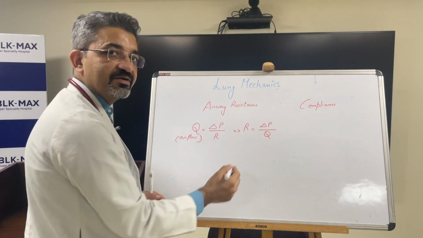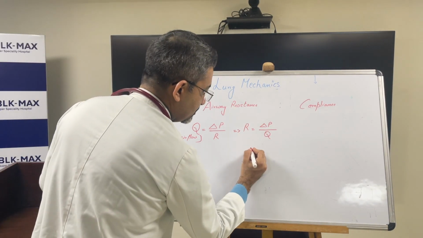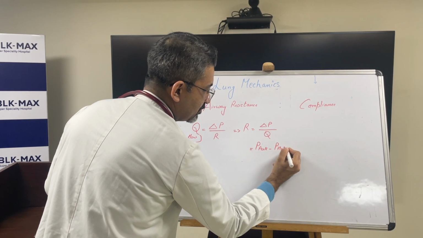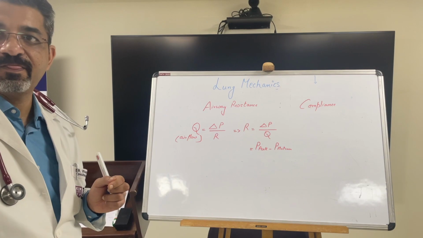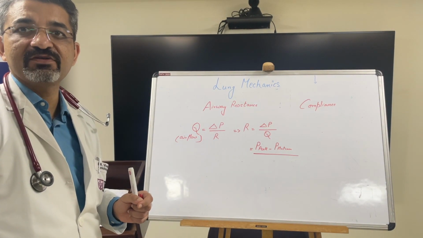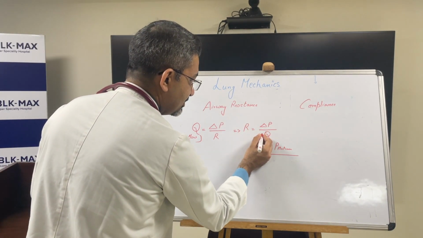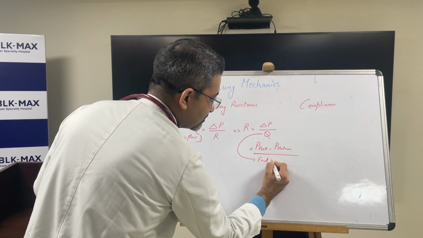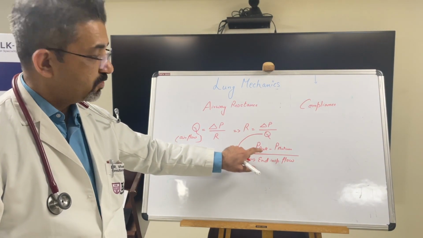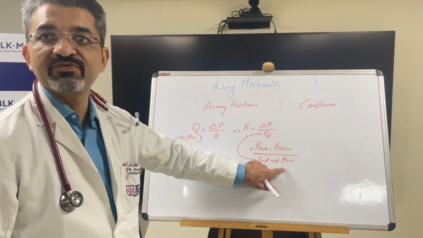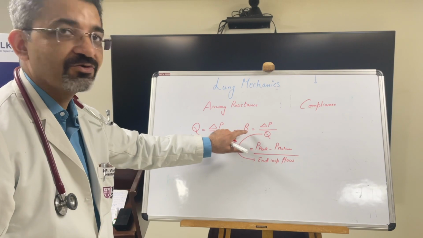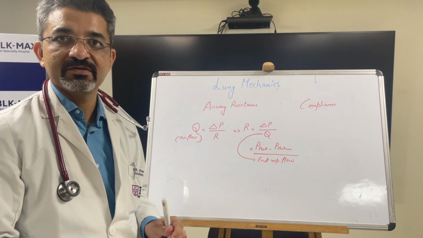So how do you calculate the difference in pressure? We studied two pressures: peak pressure minus plateau pressure is the difference of pressures. And Q is the end-inspiratory flow. Flow rate can be calculated, so Q is directly related to end-inspiratory flow. If you know peak pressure, plateau pressure, and end-inspiratory flow, these three variables can be read from the ventilator. You can then definitely calculate the resistance offered by the airways in that patient.